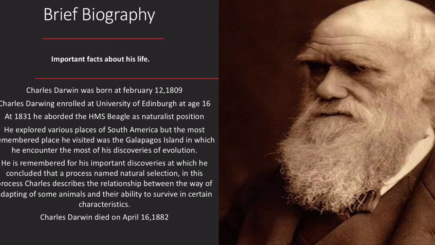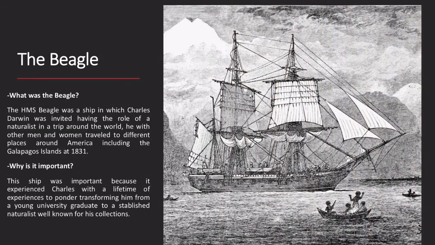Now we are going to talk about the Beagle. What was the Beagle? Well, the HMS Beagle was a ship on which Charles Darwin was invited, having the role of a naturalist in a trip around the world. He, with other men and women, traveled to different places around America, including the Galapagos Islands, in 1831. Why is it important? Well, this ship was important because it provided Charles Darwin with a lifetime of experiences to ponder, transforming him from a young university graduate to an established naturalist, well known for his collections.